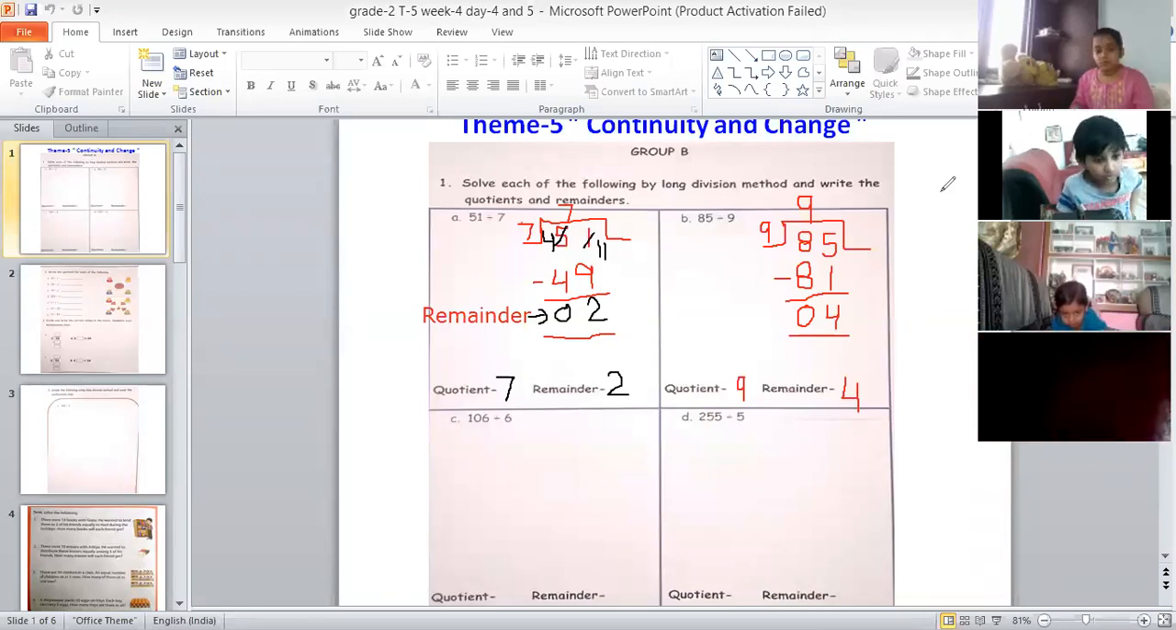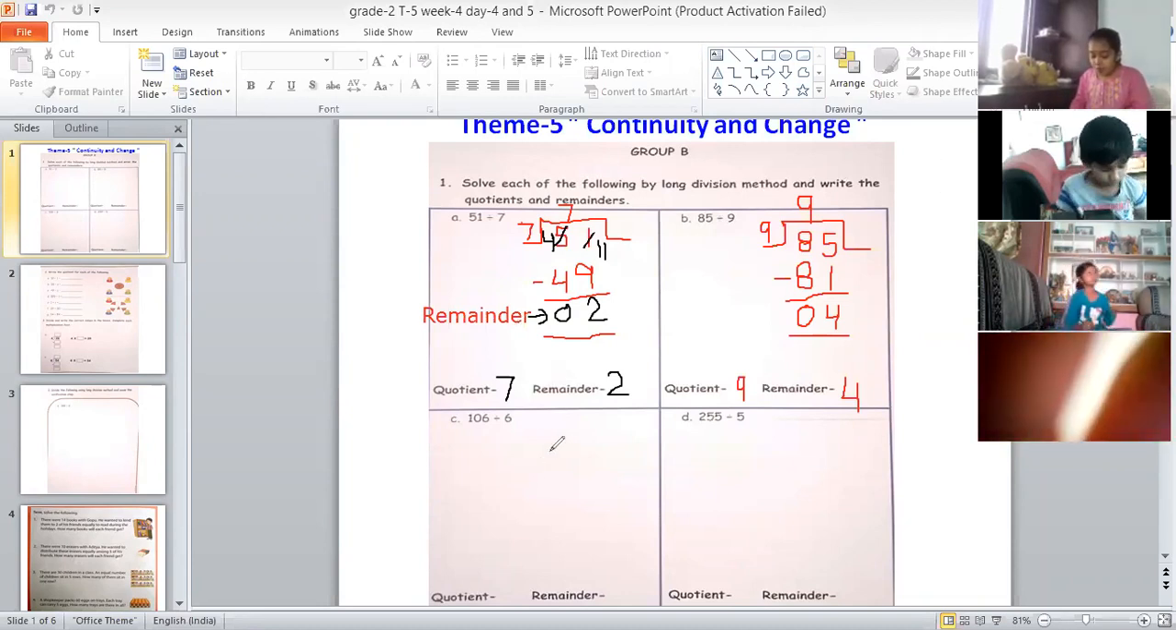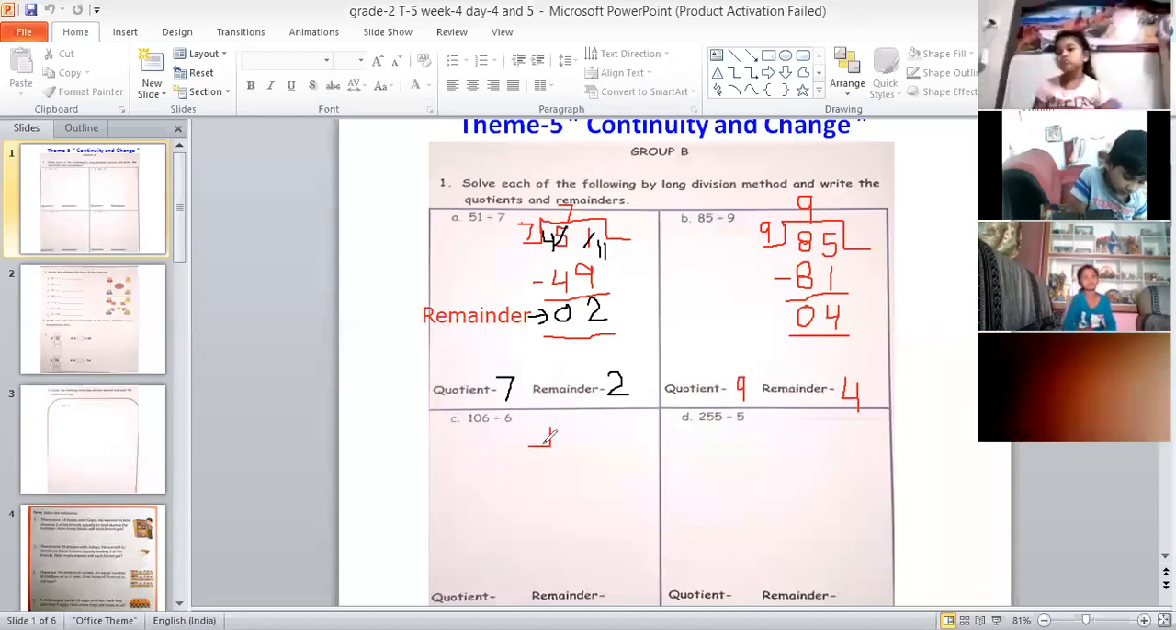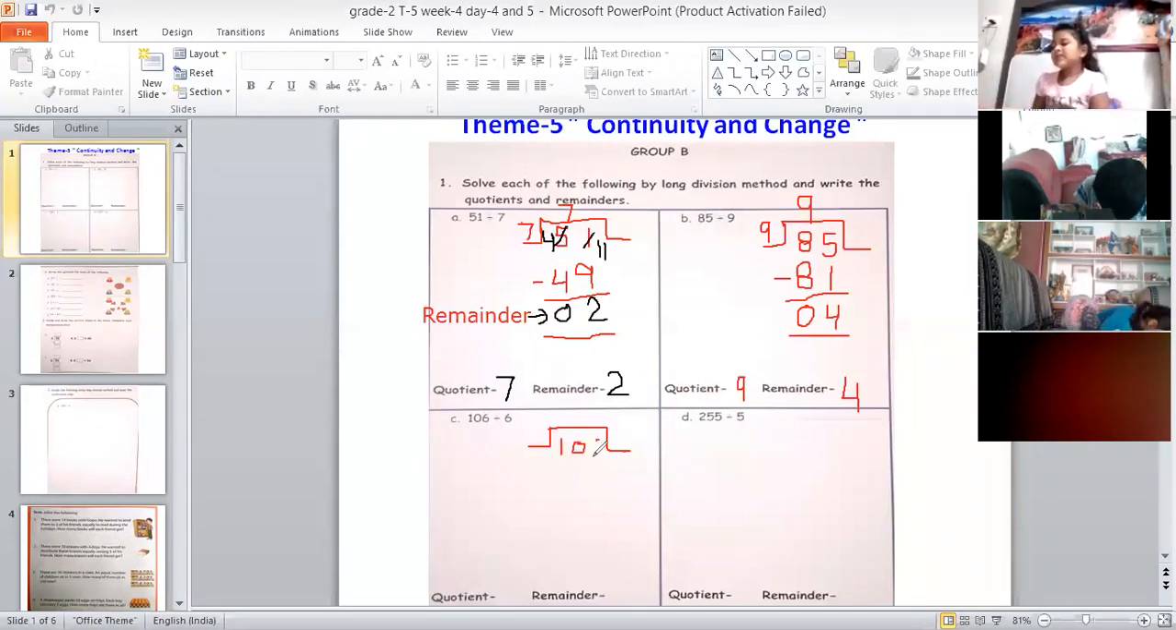Krishika ji, please unmute yourself and read the next question. Ma'am, third one. 106 divided by 6. Okay. Which number goes outside and which number inside? 106 inside, 6 outside. Very good. We will write 6 outside and 106 inside.